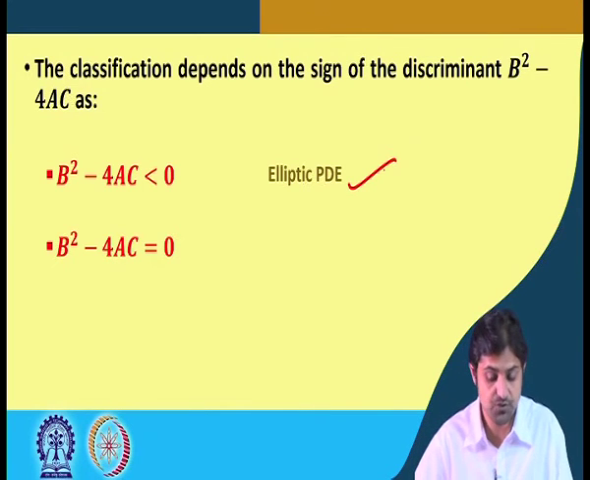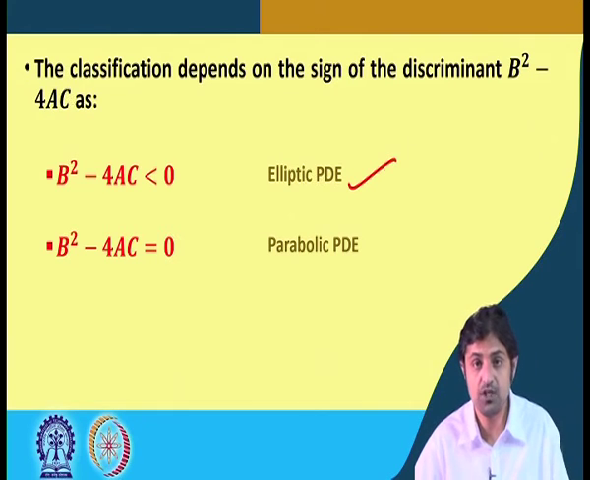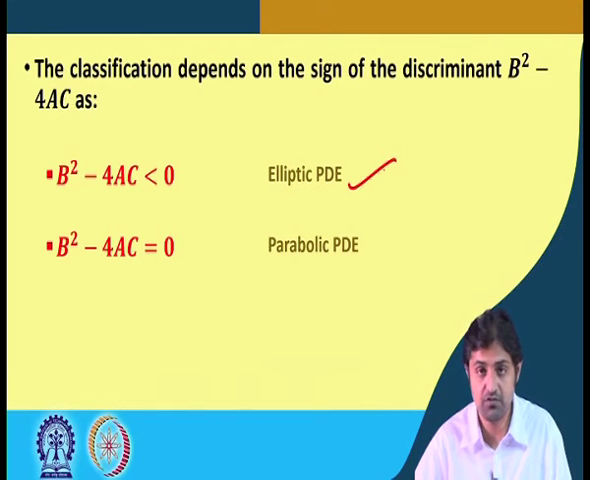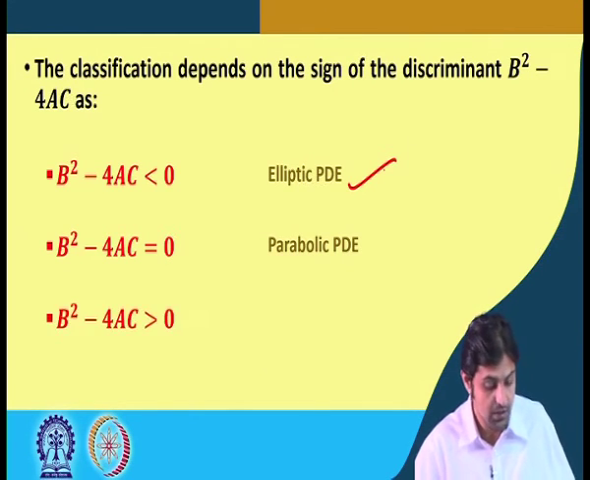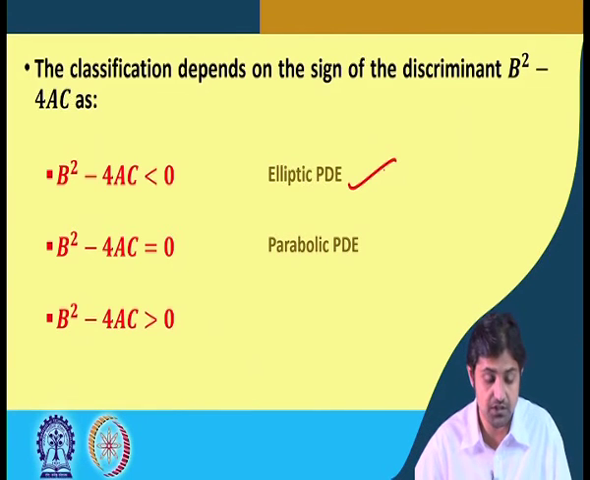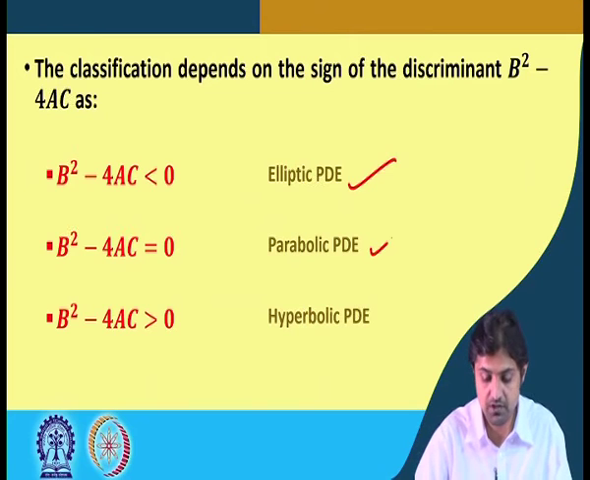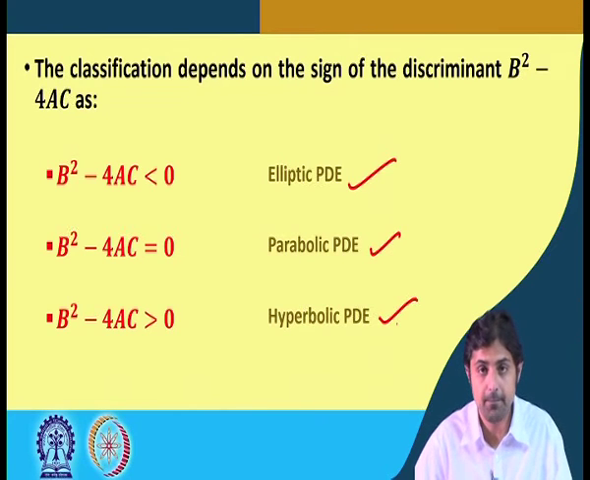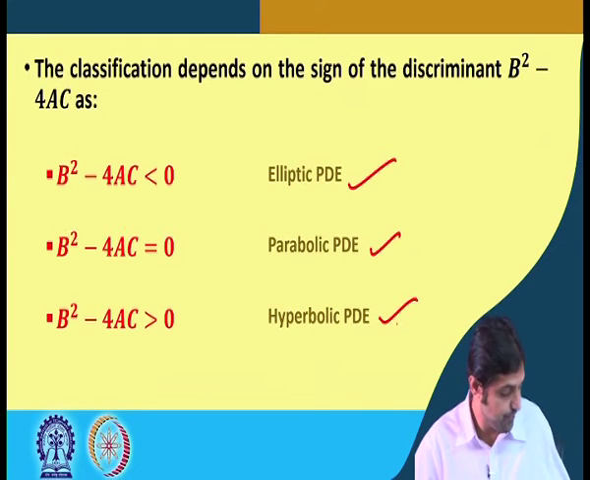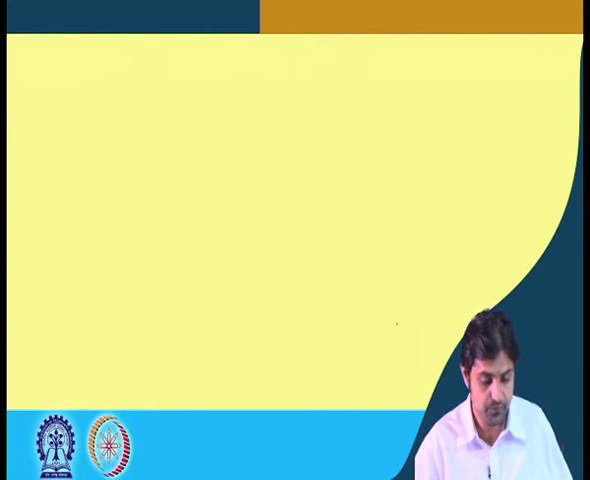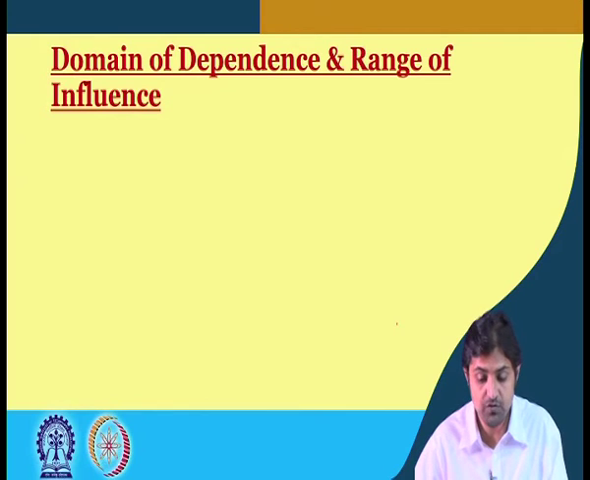If b square is equal to 4ac, it is going to be a parabolic partial differential equation. If b square minus 4ac is greater than 0, then it is going to be a hyperbolic partial differential equation. This you can recall from your mathematics class. Now, going to domain of dependence and range of influence.